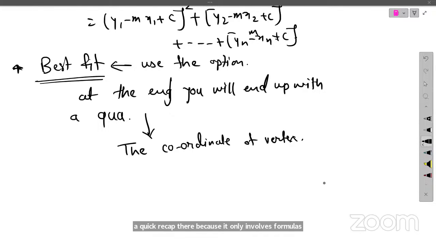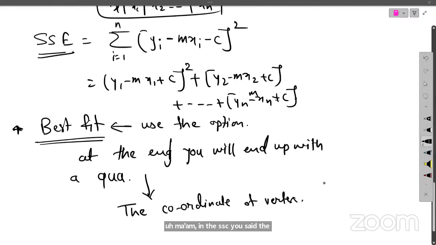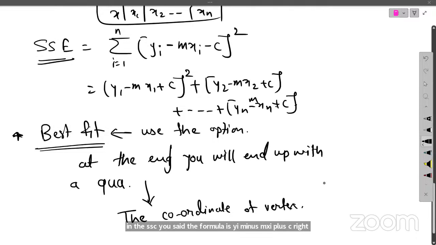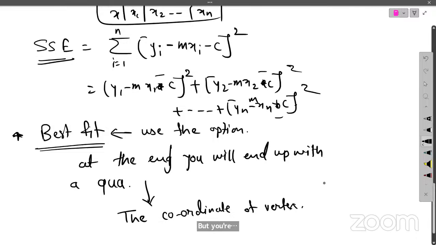Yes, Manish. Ma'am, in the SSC, you said the formula is y minus mx plus c, right? Oh, no, sorry, minus c. My bad. And the square is also there.